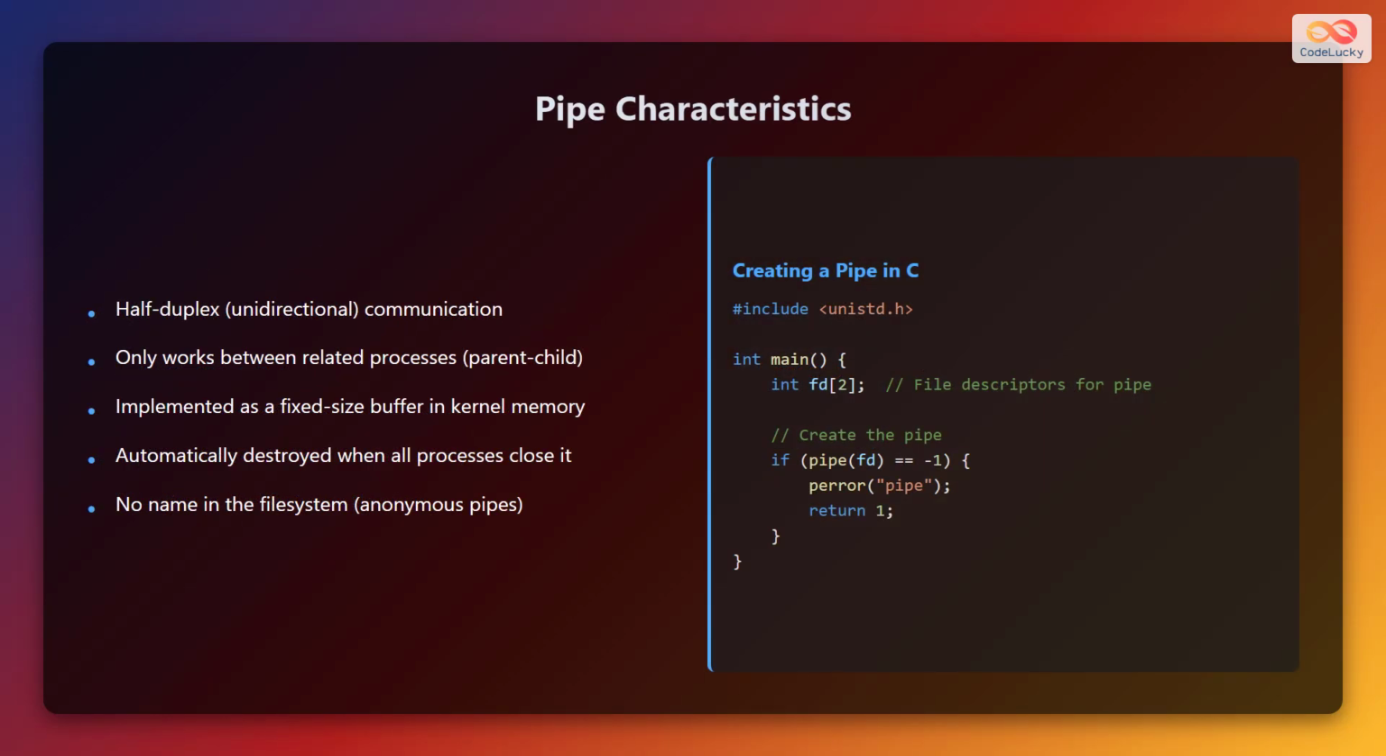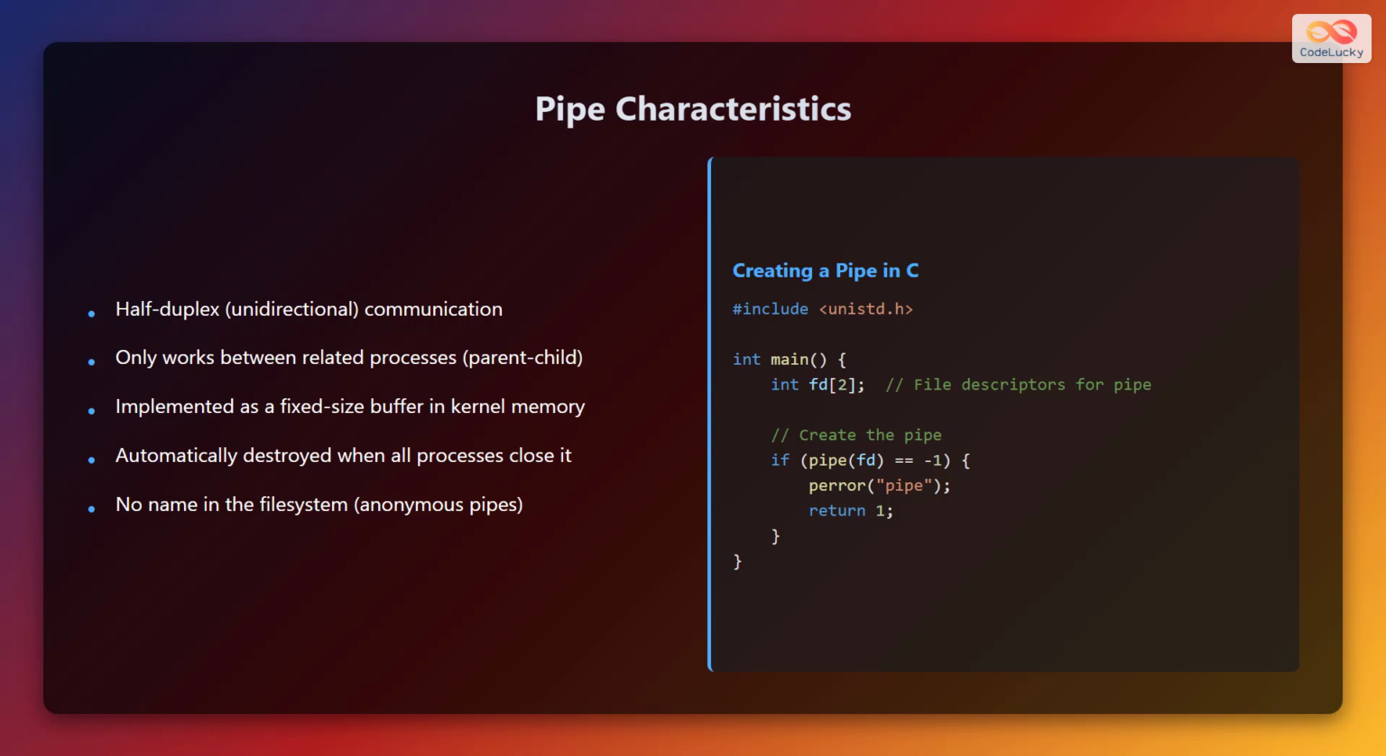Pipes have several key characteristics. They provide half-duplex, meaning unidirectional, communication. They primarily work between related processes, such as a parent and child. Pipes are implemented as a fixed-size buffer within the kernel memory. They are automatically destroyed once all associated processes close the pipe. Standard pipes are anonymous, lacking a name within the file system.